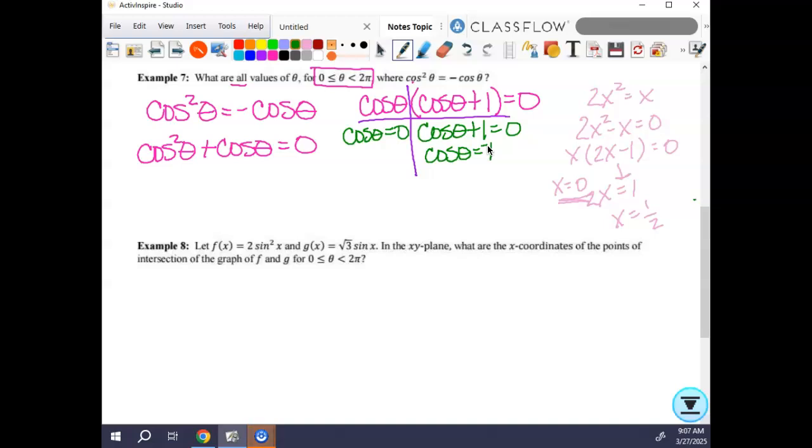So now basically I have two separate little pieces of where we started yesterday. And I would look at this and say, okay, what angle gives me a cosine value of 0? What are they? Pi halves and 3 pi halves, right? So theta is equal to pi halves and 3 pi halves.